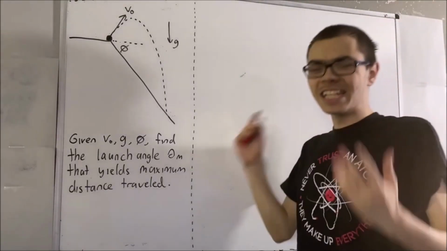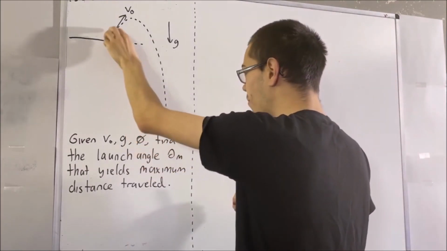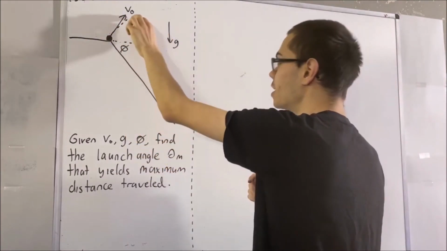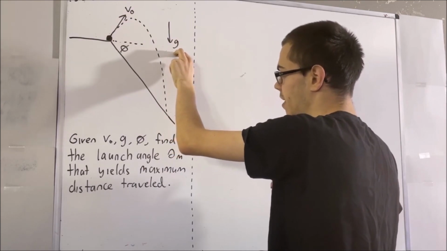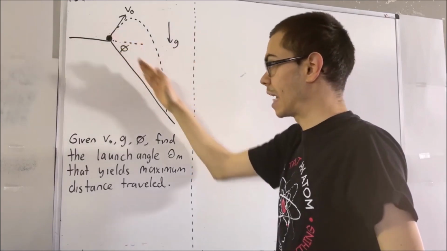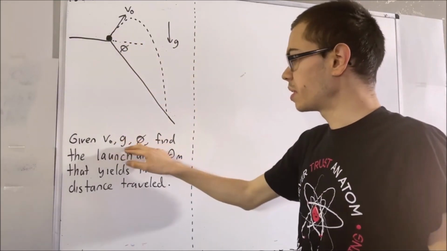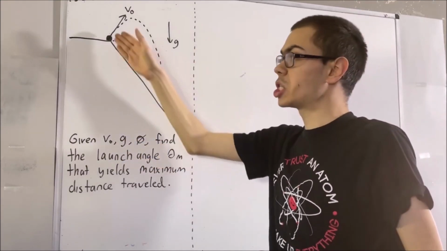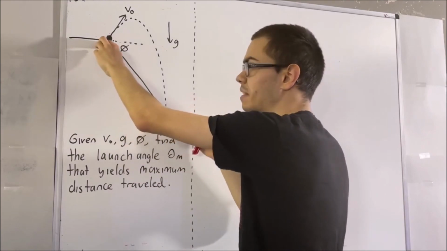Hello! In this video, we are going to look at the following problem. Suppose we kick a ball into the air at initial velocity v0 and acceleration due to gravity g. And let's assume that we kick our ball above a hill that's angled downward at angle phi. Given those three things, what is the launch angle that we kick the ball at so that we get the maximum distance traveled?